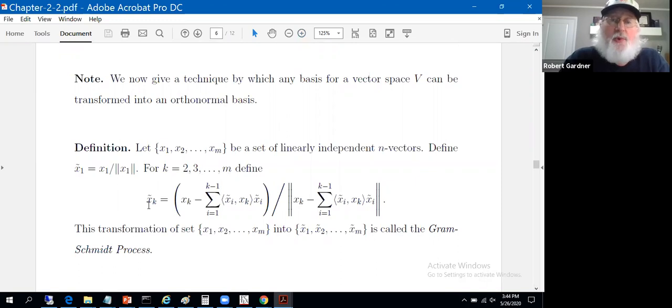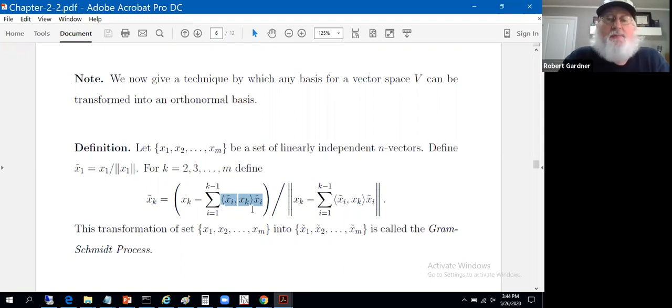transformed version of x sub k. Define it to be x sub k minus the sum from i equals 1 to k minus 1 of the inner product of x sub i tilde with x sub k, times x sub i tilde. Now, trust me in the short term, what you've got here is a projection of x sub k onto x sub i. So we're subtracting off all of those projections.